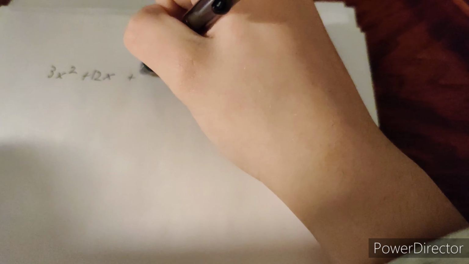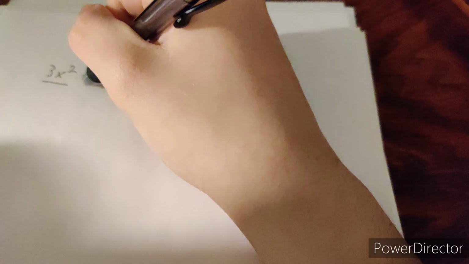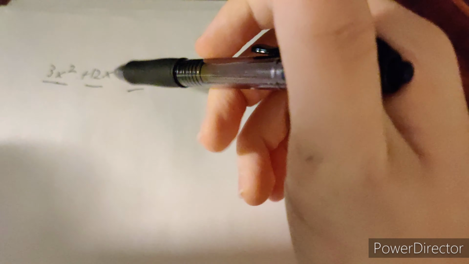So anyway, the first question is 3x squared plus 12x plus 12. Now what you want to do is find the greatest common factor of 3x squared, 12x, and 12. Because you have a variable in it, it makes it more confusing. If you forget about it and just look at it as 3, 12, and 12, we know the greatest common factor of 3, 12, and 12 is 3.